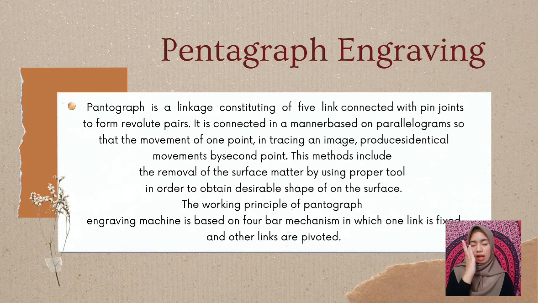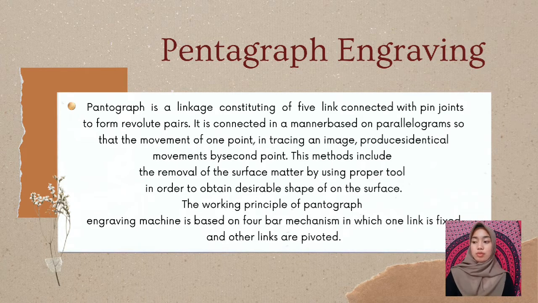The pantograph is a linkage consisting of 5 links connected with pin joints to form revolute pairs. It is connected in a manner based on a parallelogram so that the movement of one point in tracing an image produces potential movement by a second point.